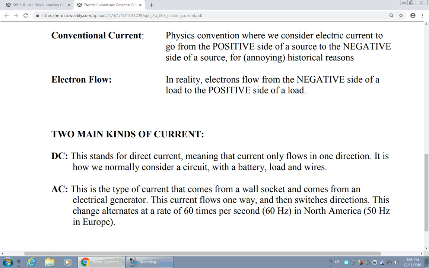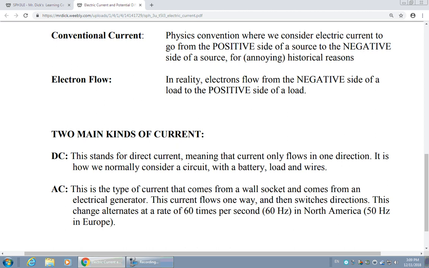Another important concept to talk about is the two main kinds of current. DC, if you've ever heard of DC, just stands for direct current. That just means the current only flows in one direction. It flows all the way around a circuit, but only goes in one direction around that circuit.